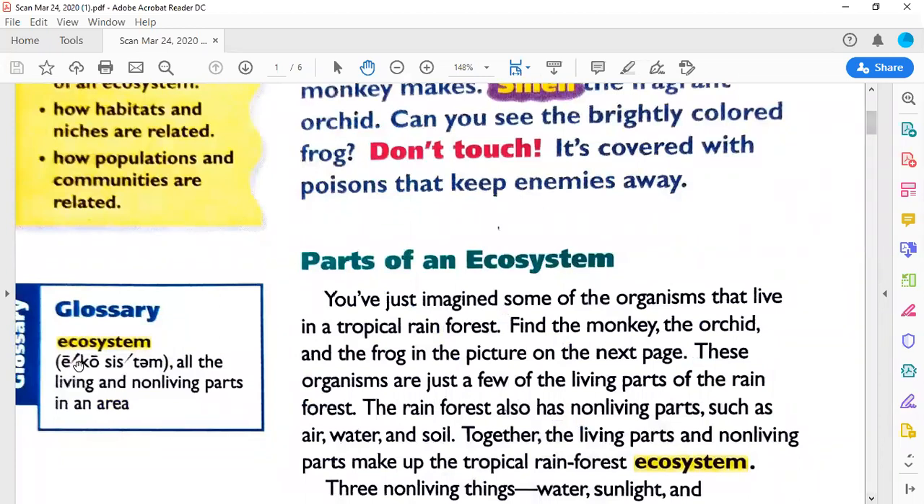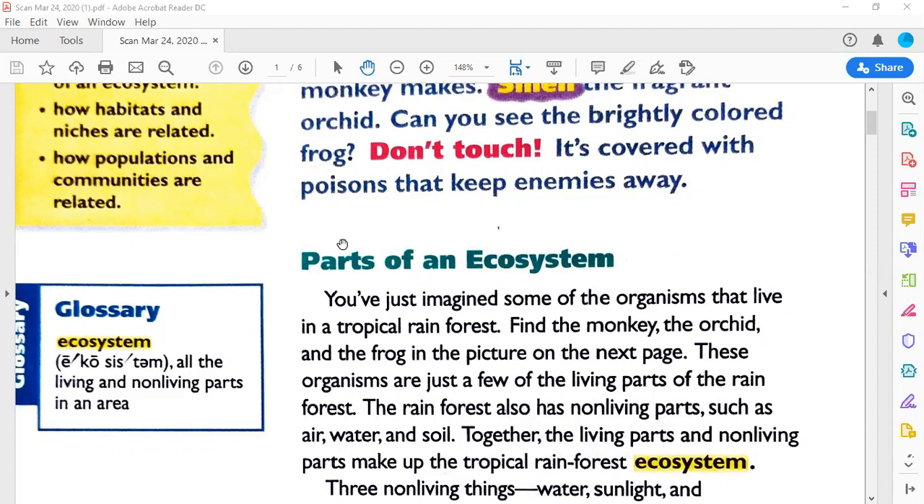We have different words to study as vocabulary words. The first one is ecosystem, and it says it is all the living and non-living parts in an area. So that being said, we are going to start reading. We are going to try to finish reading the whole lesson today. Raise your hand if you want to start reading parts of an ecosystem. Diana, go ahead.